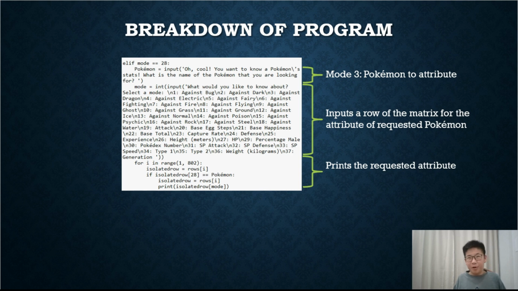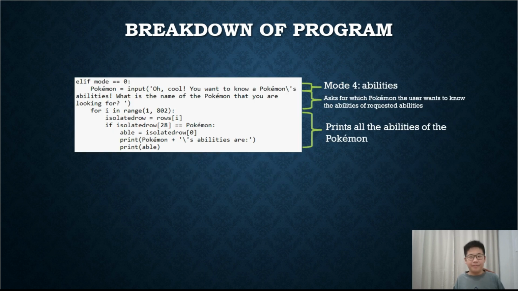So the fourth mode is by far the hardest to program. Mode 4, abilities. Usually in my database, the abilities are written as a list, but Python recognizes it as a string. So I have no idea how to rectify this problem. If you know any expert programmers out here, please help me. So ask for which Pokemon the user wants to know the abilities of. What abilities are a bit redundant here? I told you it was not well done. Anyway, it prints out all the abilities of these Pokemon.